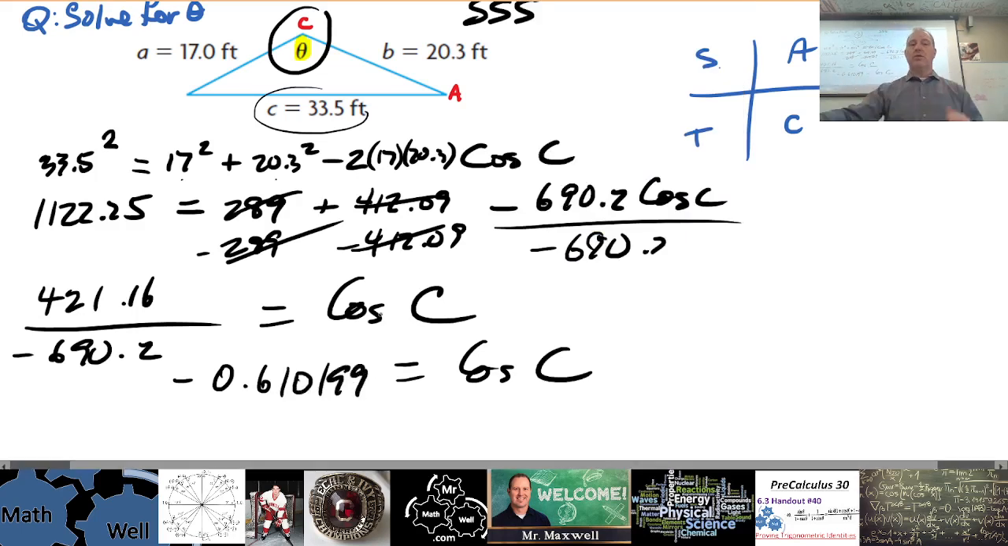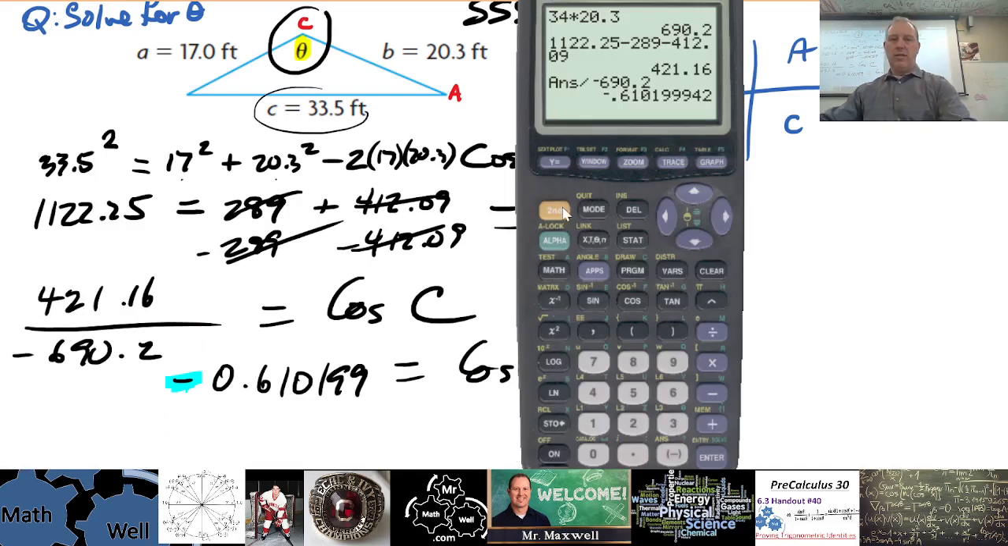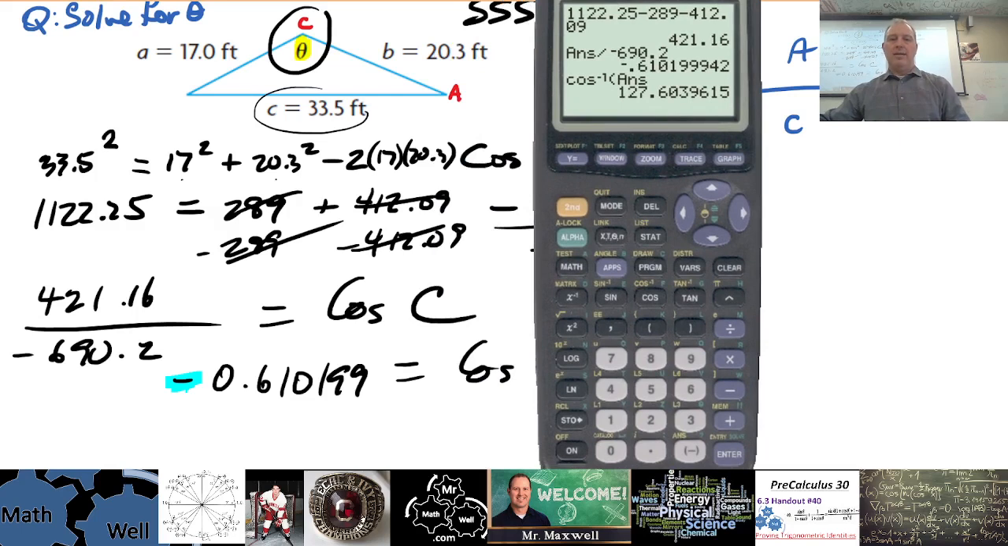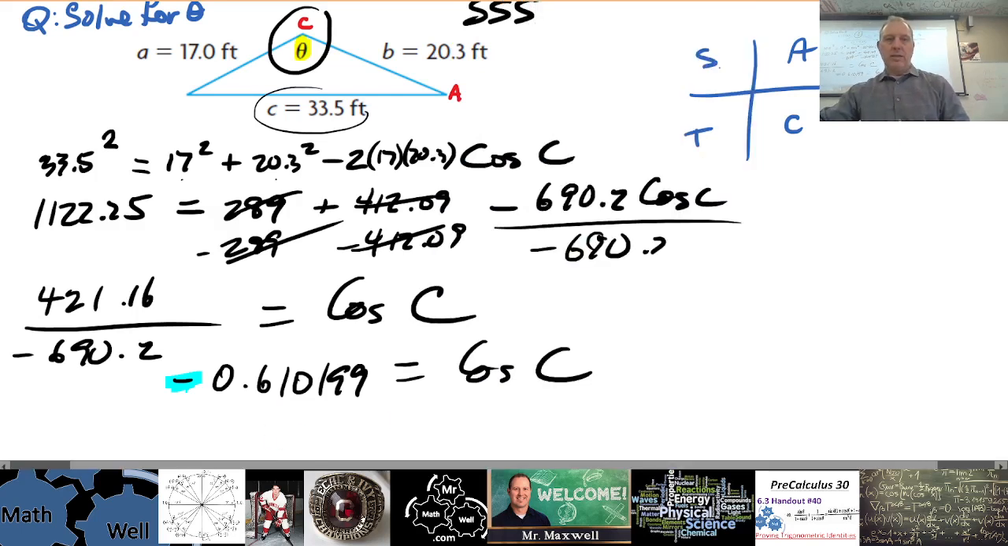If you take care of all your signs, notice this. You'll have a negative sign here. And when you take the second function of that answer, so let's do it. Second function cos of the exact answer, including the negative, negative 0.610199, I get, look at it, it gives me my obtuse angle. Do you know why it does that? 127.6, so let's write that down first. So angle C is 127.6 degrees.